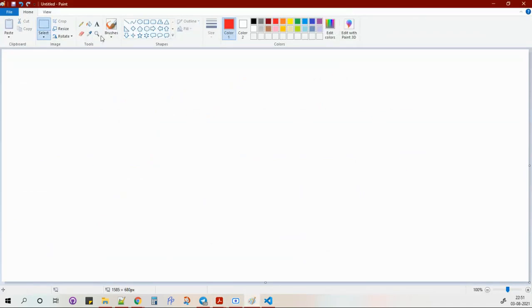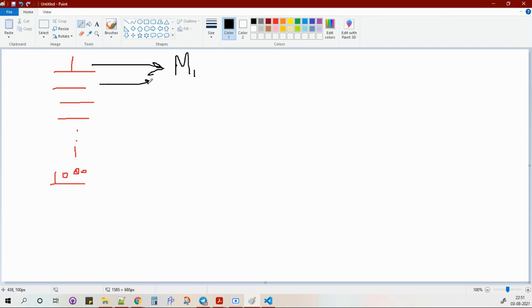So given any population, what I'll do is take 1000 samples, 1, 2, 3, 4, up to 1000 samples. Next step, let's say we want to calculate the median value. So I will calculate the median for each sample: M1, M2, like this, up to M1000. This would not be in ascending order.